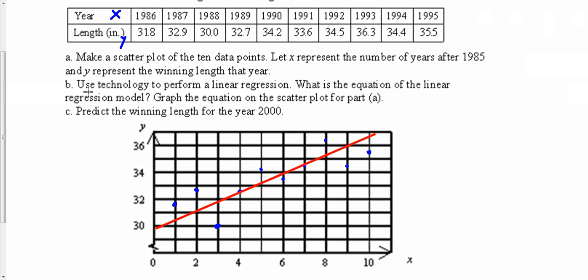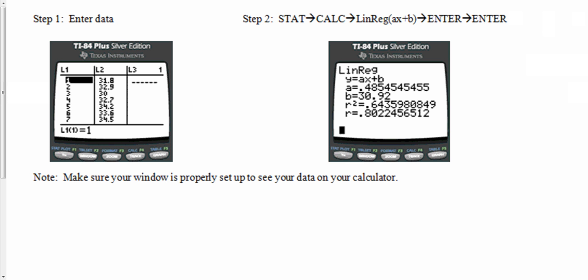Okay. Now we're going to use technology to perform a linear regression. What that means is we're going to be plugging in all of this data, and we're going to have the calculator find out what this line of regression or line of best fit is for us. Okay, so I'm going to get rid of this line. And this is how you would plug it into your calculator.